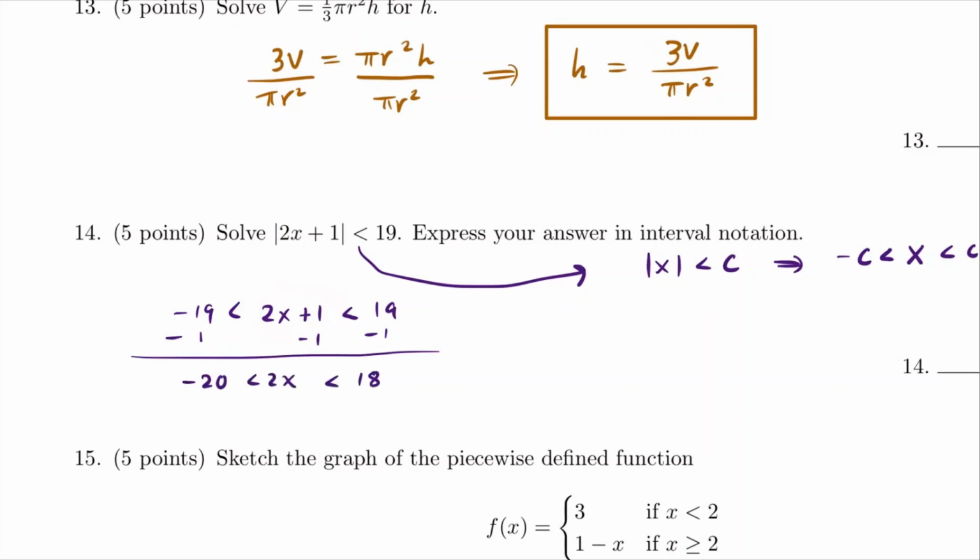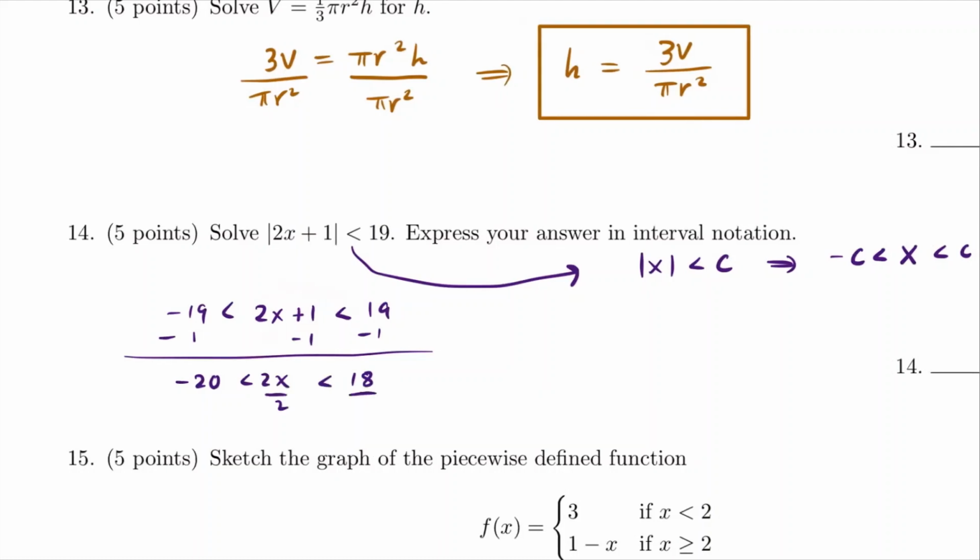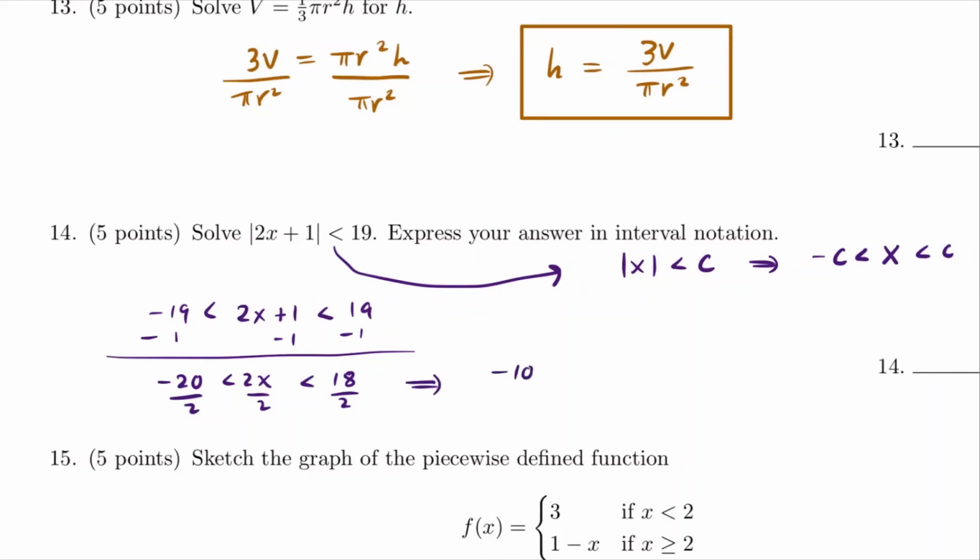2x, I'm sorry. And now I divide both sides or all sides by 2. So that gives me my final inequality. Negative 20 divided by 2, that's negative 10, is less than x, is less than 18 over 2, that's 9. Okay, there you go. So this is our solution.